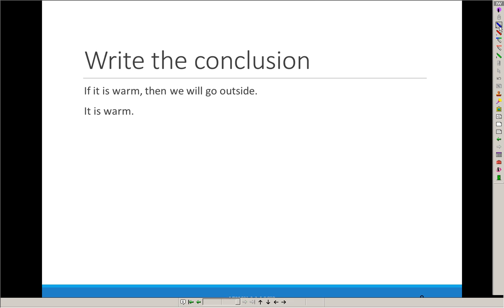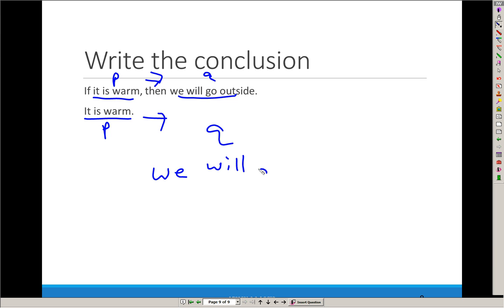Let's write some conclusions here based on the given information. If it is warm, then we will go outside. Well, that's a P leading to Q. Then what? It is warm. Well, P is happening. If P leads to Q and P happens, well, that means that Q has to happen. We will go outside. That's the conclusion.